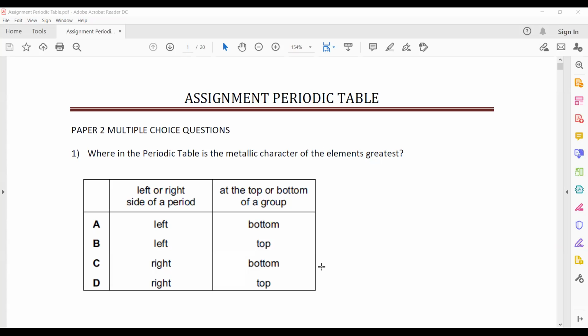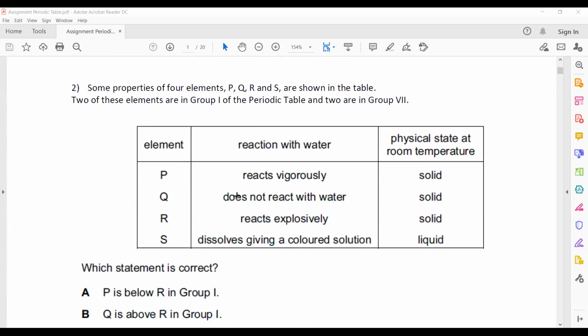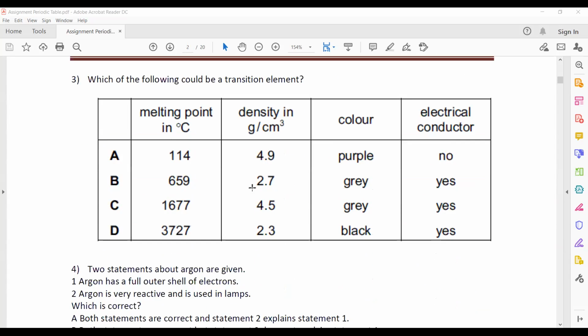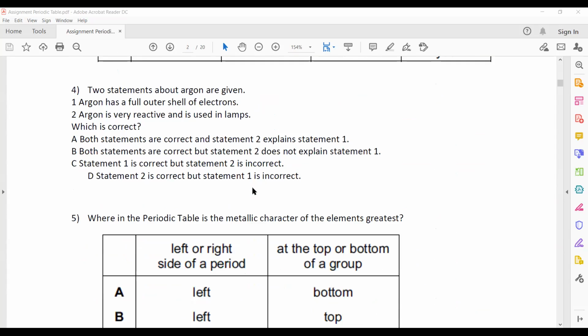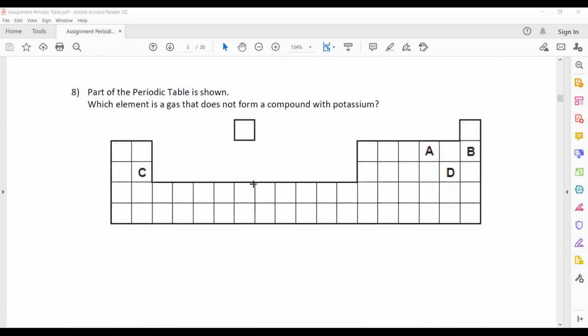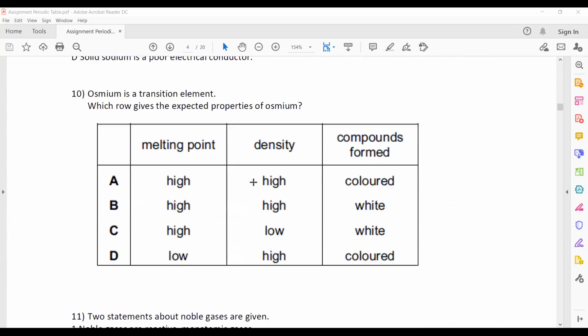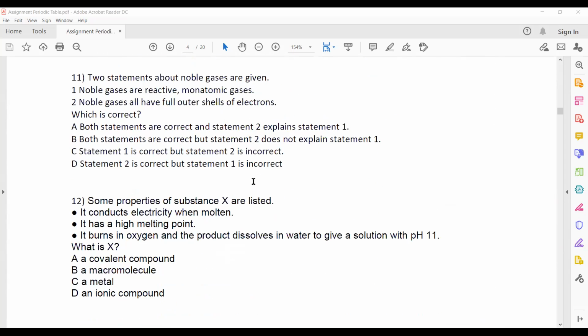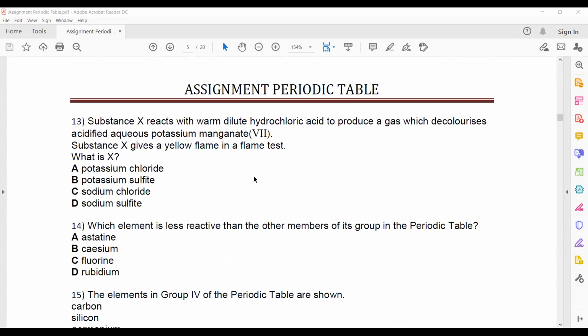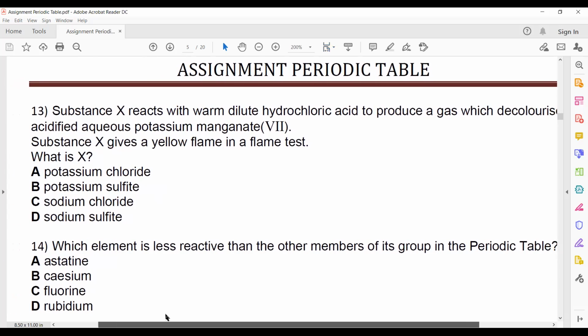Now some questions related to halogen and the flame test as well.